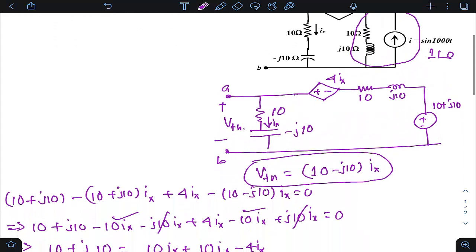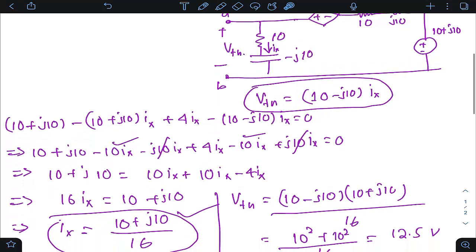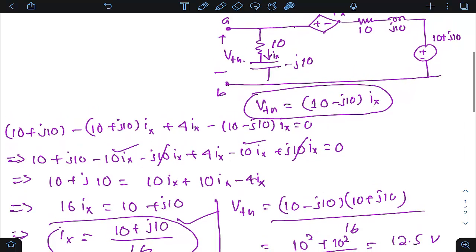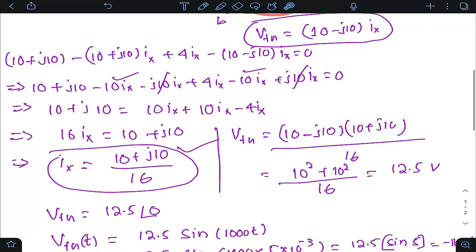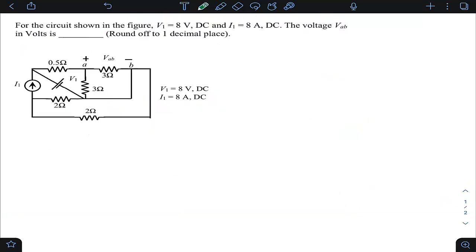So if you do the source transform, students, the way the values are given, the calculation is not getting too lengthy. Somehow it is okay, right? So by doing source transform, this single loop, by writing the KVL, you got the value of Ix, then VTH is Ix into this impedance. We got VTH, so then by substituting t equals to 5 millisecond, the answer is minus 11.98.